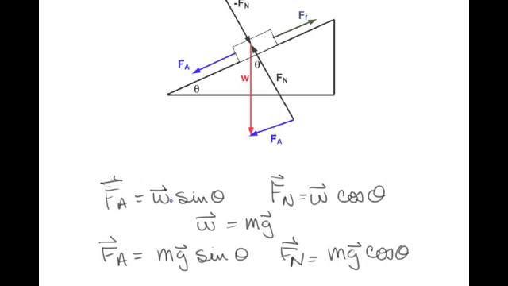All right, by looking at this diagram, we can see that the applied force is nothing more than the weight of the object times the sine of the angle theta, and the normal force is the weight of the object times the cosine of the angle theta. Remember that weight is equal to mass times acceleration due to gravity, so the applied force is mg sine theta, and the normal force is mg cosine theta.